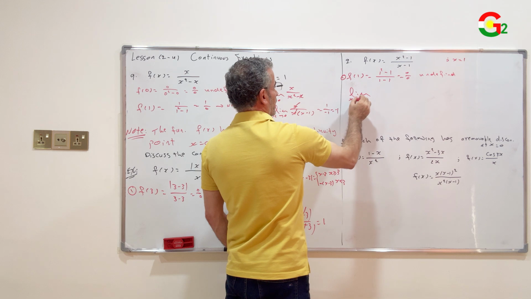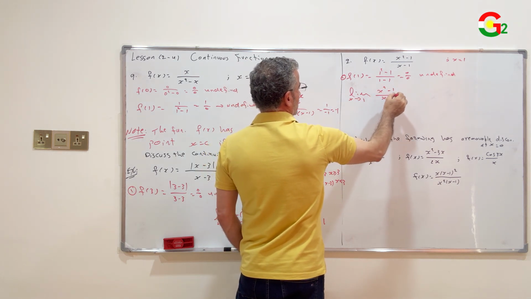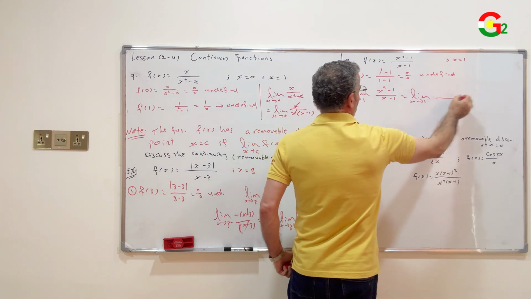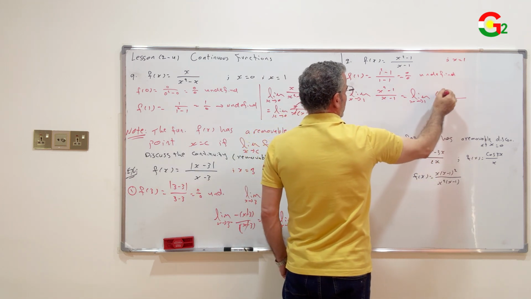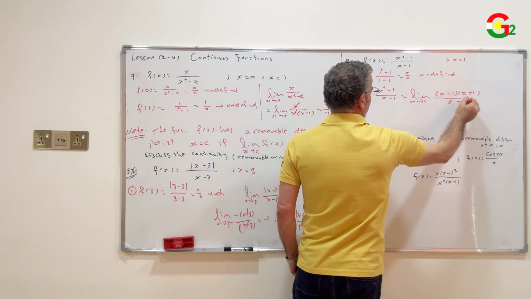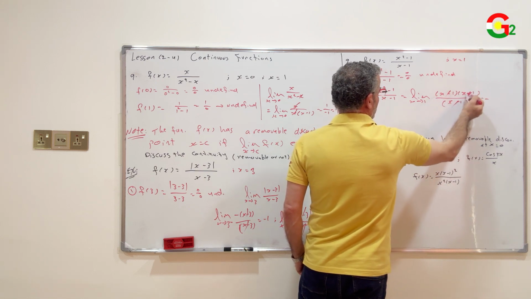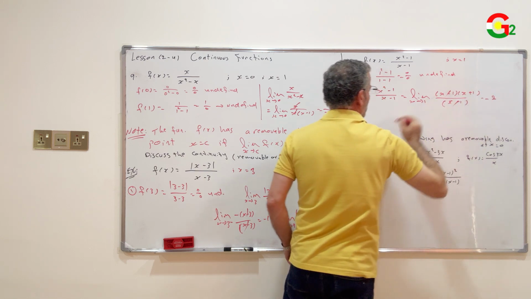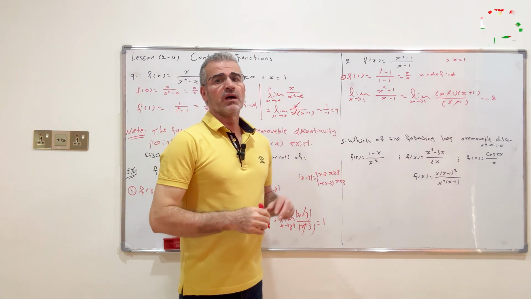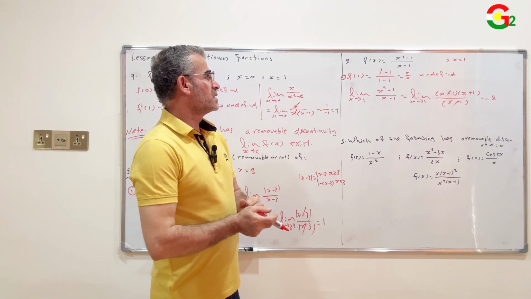But the limit when x approaches 1 for this function is equal to the limit as x approaches 1, and we analyze the difference of two squares for the numerator and reduce x minus 1 with x minus 1. Substitute every x with 1: 1 plus 1, 2. Since the limit exists, the discontinuity of this function at x equal 1 is removable.